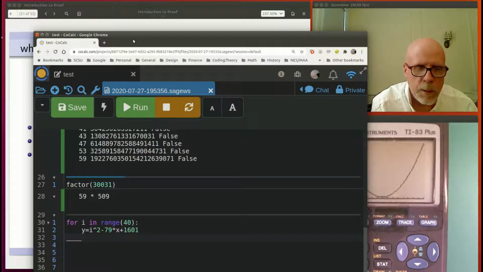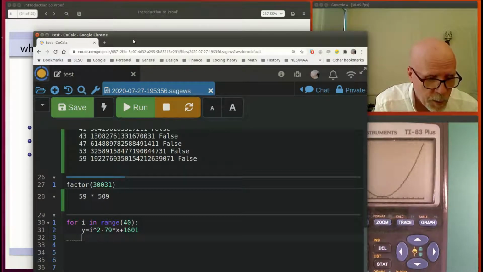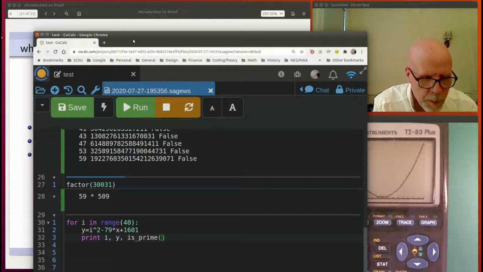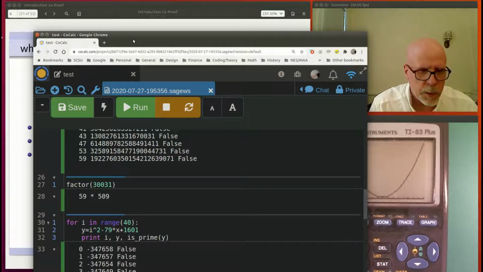What I would like to do is print i, but I'll also print the y value, and I'll also print the output of the is_prime function so that we'll know whether, in fact, that y value is prime. So here goes. We'll print i and y and is_prime(y). Remember, is_prime has an underscore in it. That should do the trick.